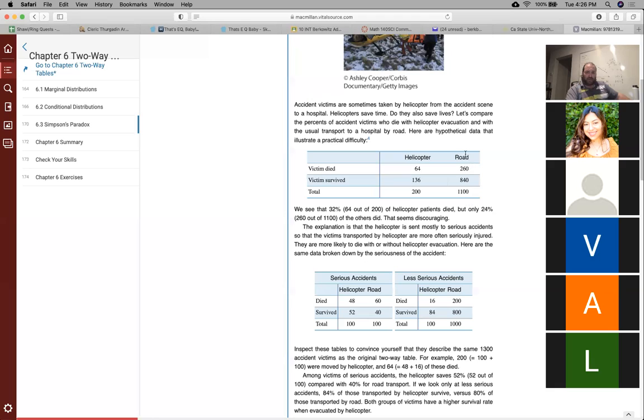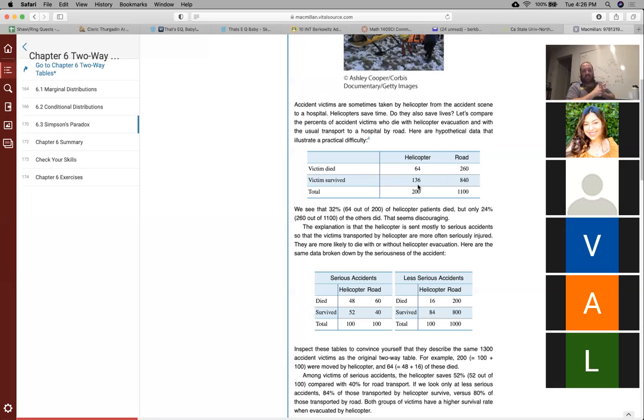So let me ask you a question. What percent of the road victims survive? About 80%, 840 over 1,100, something about 80%, give or take. I have a calculator here, I can get better: 76%. All right, so 80% was a good approximation, about 76%.